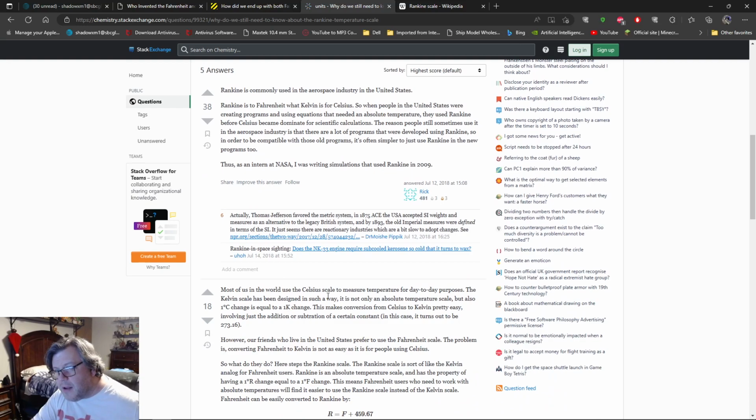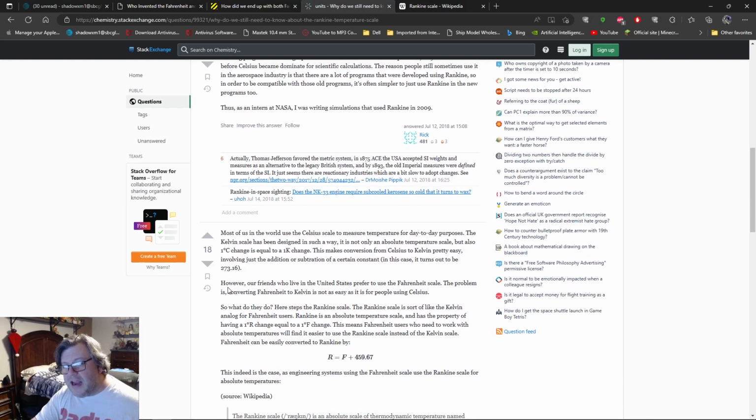Most of us in the world use the Celsius scale to measure temperature for day-to-day purposes. The Kelvin scale has been designed in such a way that it is not only an absolute temperature scale, but also makes conversion from Celsius to Kelvin pretty easy.